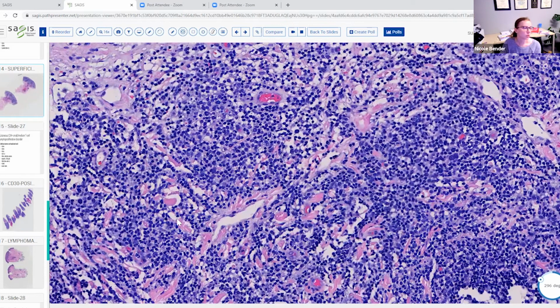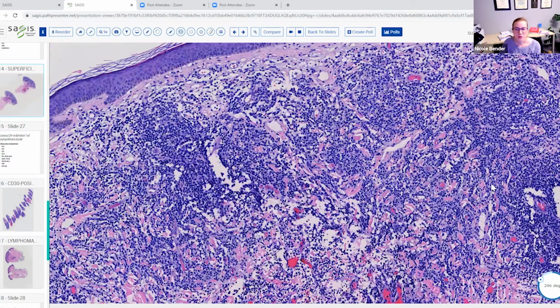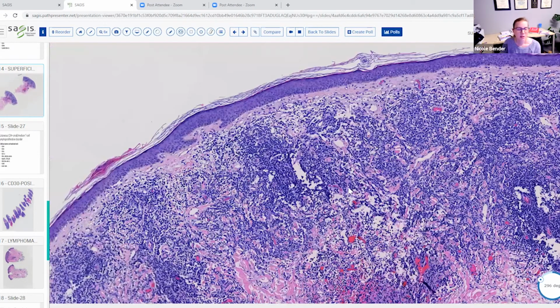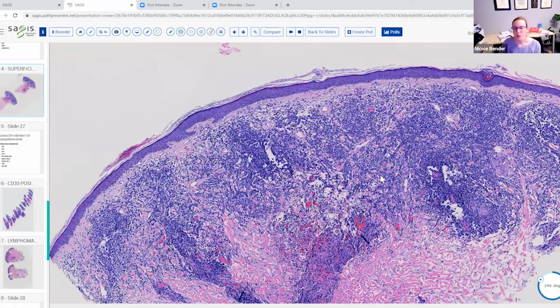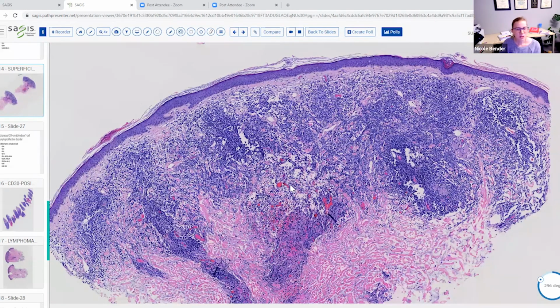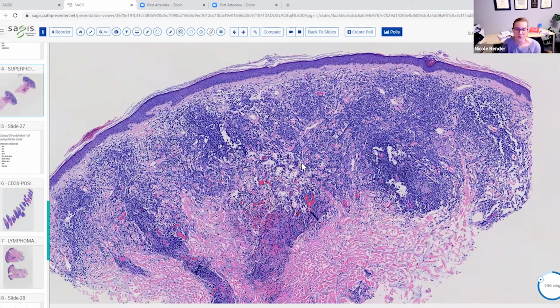as well. There's no real architecture to this. So again, we need a little bit more IHC to guide us for this. I guess another thing just to point out is that the cells are restricted to the dermis, so there's no extension into the epidermis. This is just in the dermis, so no epidermotropism in this case. So the immunophenotype and molecular helps you for this.